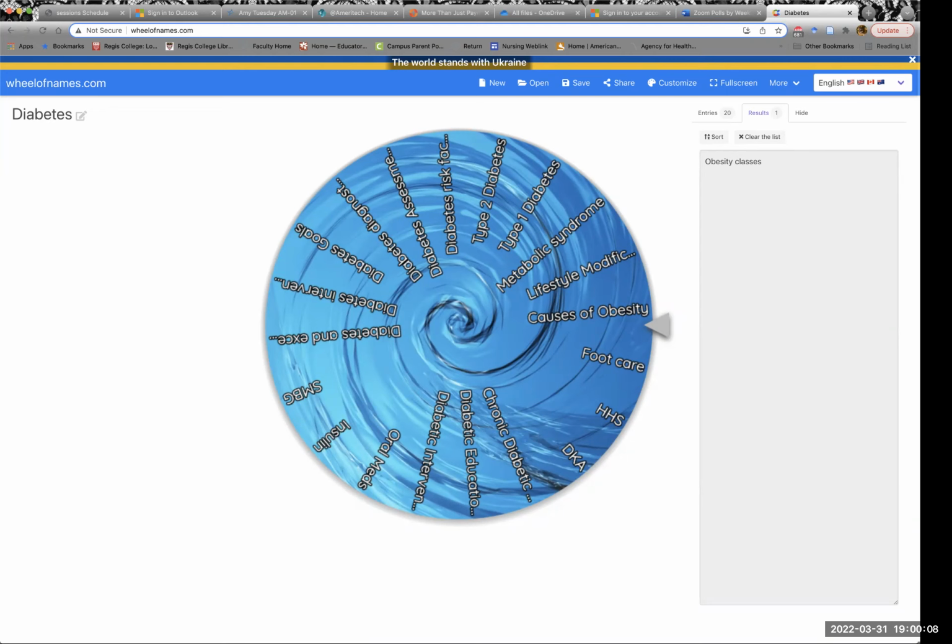All right. So with DKA, we have the breakdown of fat. We have the release of the ketones. So we'd have ketones in the urine. We'd be in an acidotic state, which is where the metabolic acidosis comes from. What else do we have with DKA? The Kussmaul respirations. So it's just deep, rapid breathing, trying to blow off that CO2.